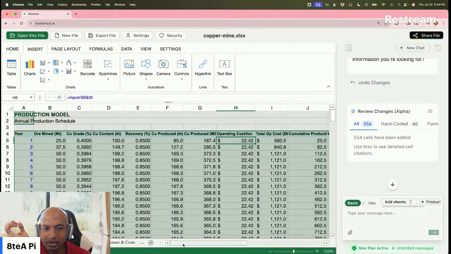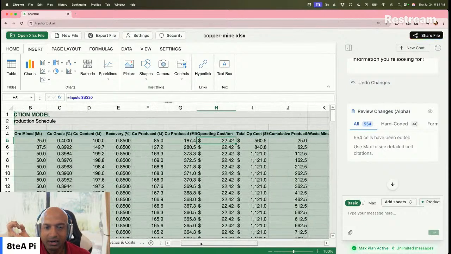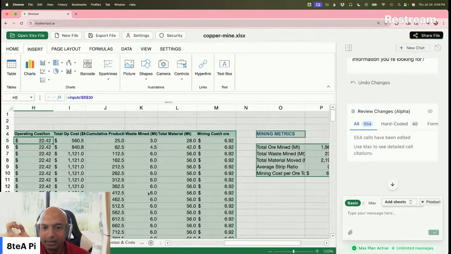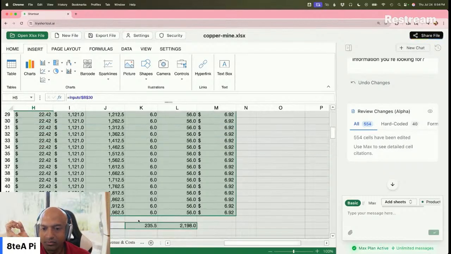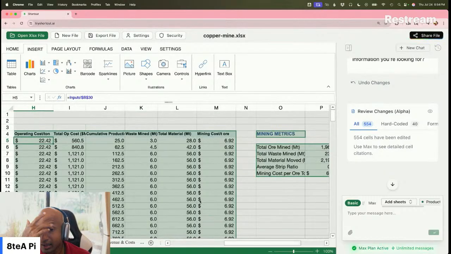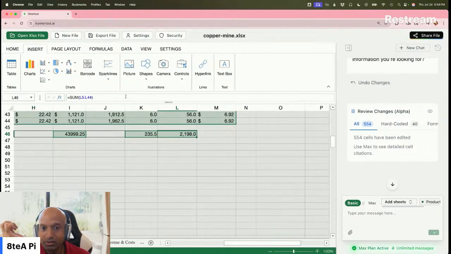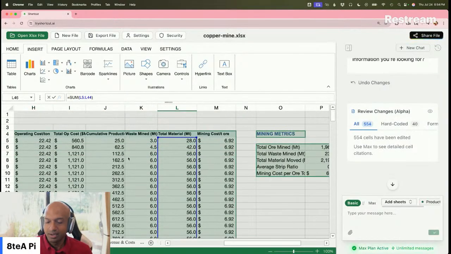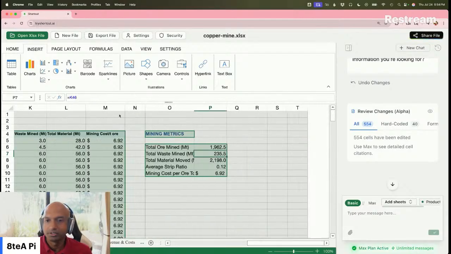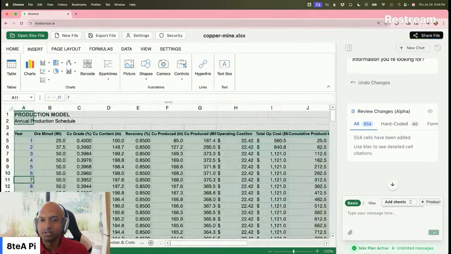All right, you have the production model, and it's running through the production model. It gets to the end. I'm assuming that these numbers actually do match up. Okay, they do match up. The total ore mined, it's just pulling. All right, you can see the Excel spreadsheet. Okay, copper grade, copper content. I still really dislike this, but that's what it did.